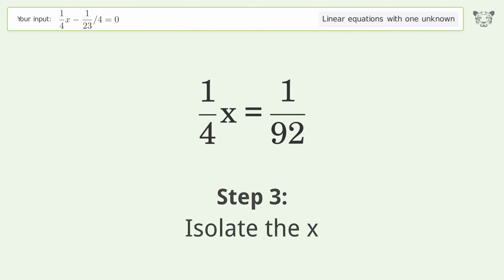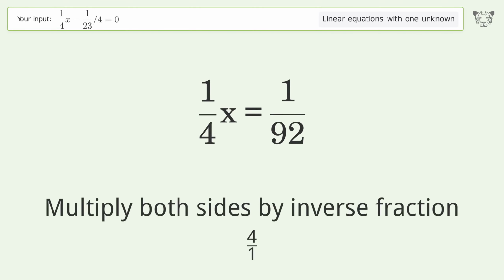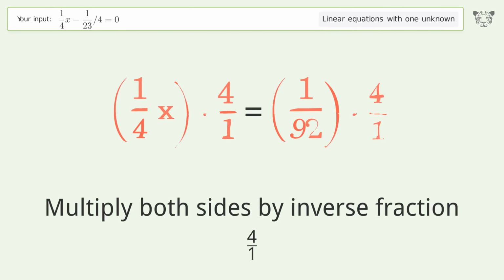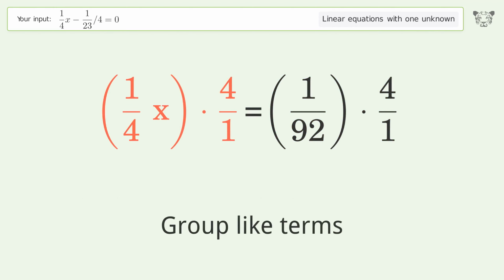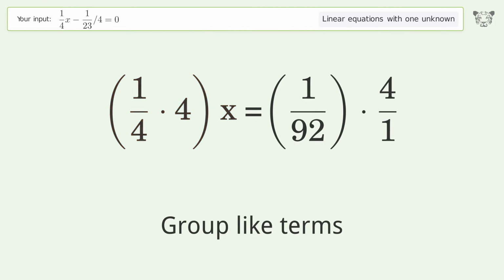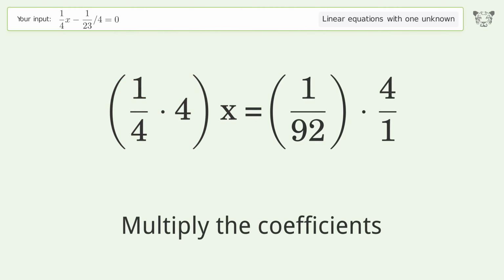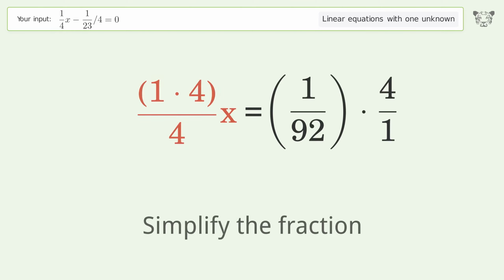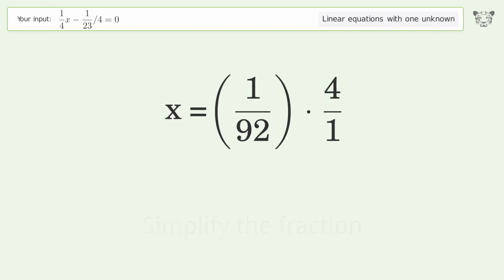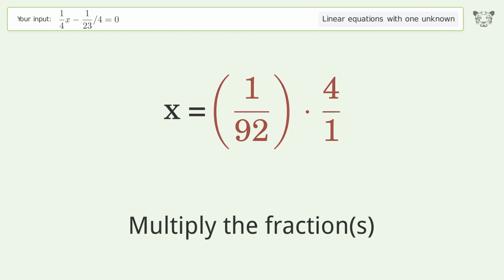Isolate the x. Multiply both sides by inverse fraction 4 over 1. Group like terms. Multiply the coefficients. Simplify the fraction. Multiply the fractions.